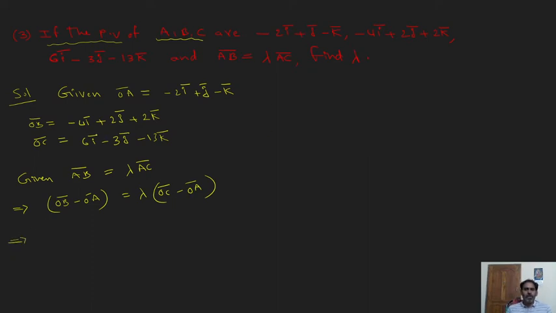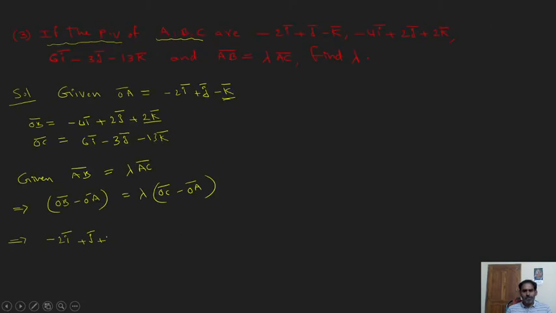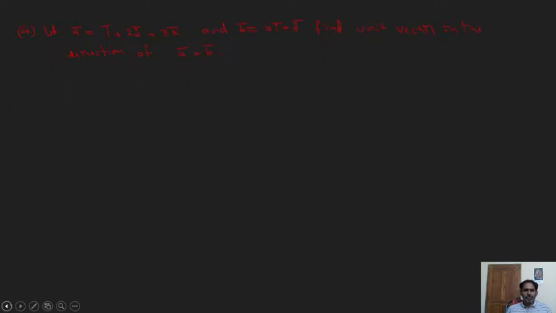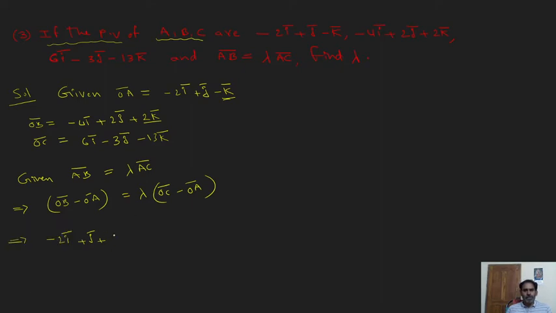First find OB minus OA. Join I's: minus 4I bar plus 2I bar, so minus 2I bar. Just OB minus OA we are finding. Plus 2J minus J, plus J bar. Next, plus 2K minus minus K, that is 3K bar.